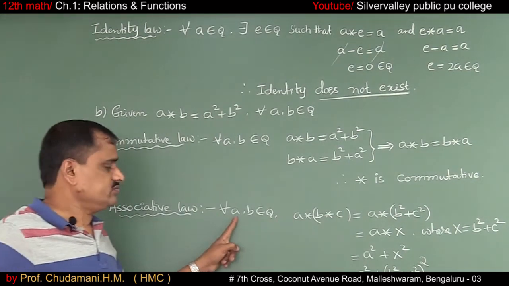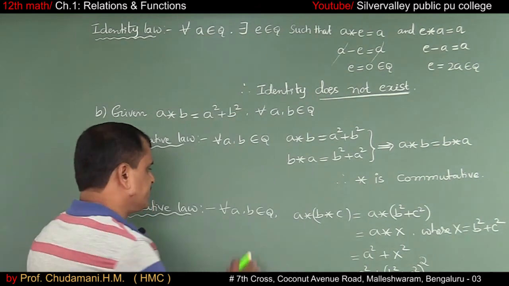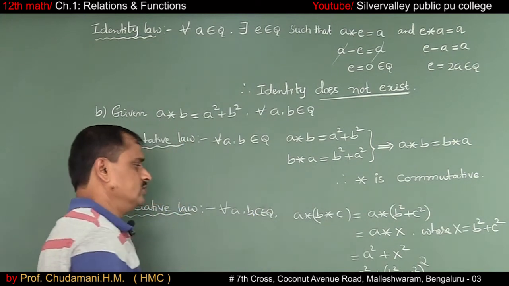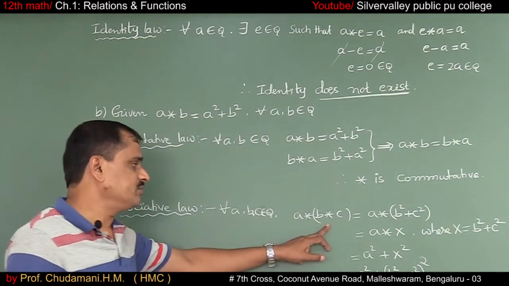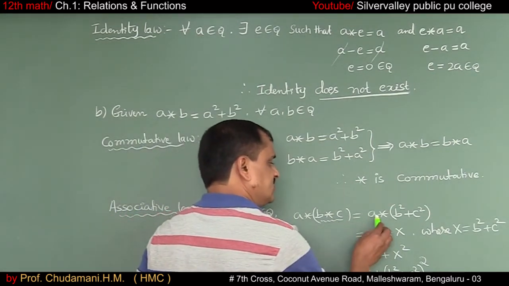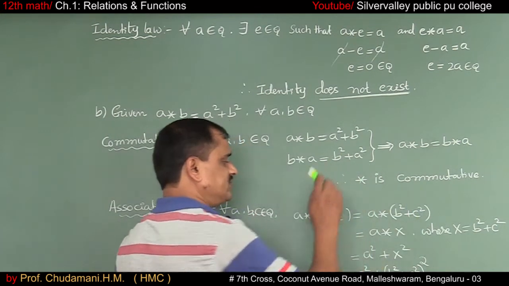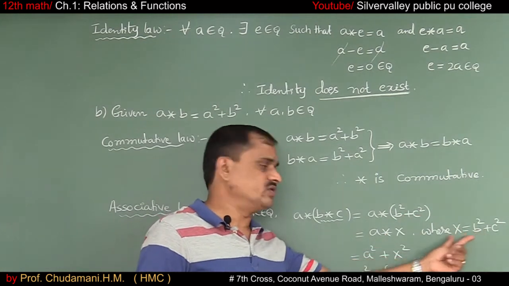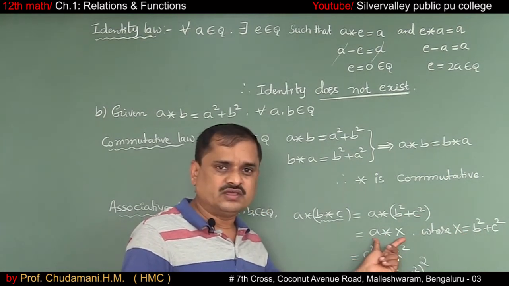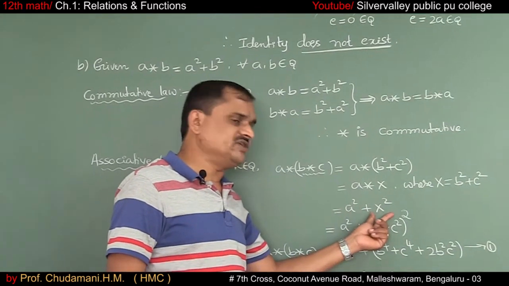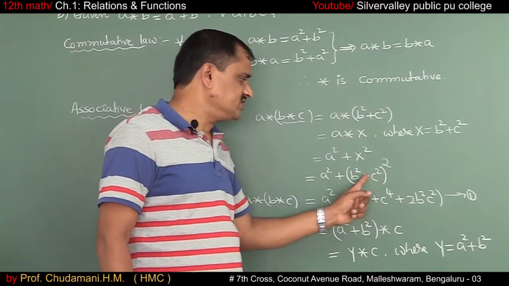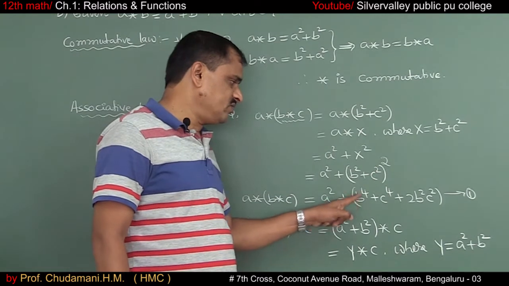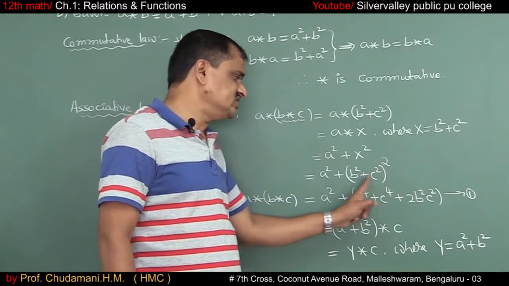Associative law. For all three elements A, B, C belongs to the set Q, A star (B star C). B star C is nothing but B square plus C square. A star X, I'll denote, where X equals B square plus C square. This is just like A star B, which means A square plus X square. X is B square plus C square, the whole square. So expand this: A square plus B power 4 plus C power 4 plus 2 B square C square.